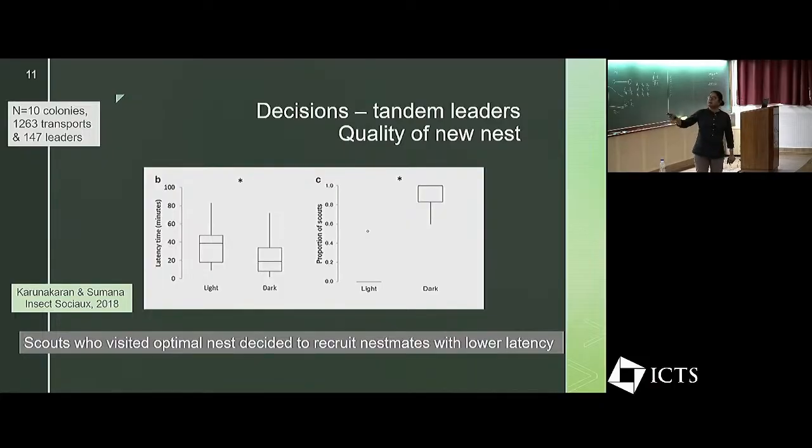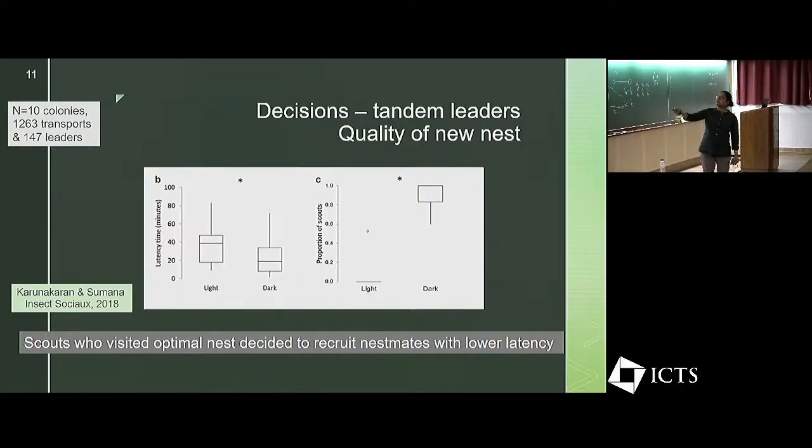However, the ones that visit the dark nest, the optimal nest, quickly decide to start tandem running. All right, but the ones who are visiting the light nest, the nest which is suboptimal, will take double that amount of time to start tandem running to recruit to this nest. All right, and the percentage of animals who visited the dark nest and started recruiting is really, really high. Whereas the ones who visited the light nest often did not start relocating to it at all.